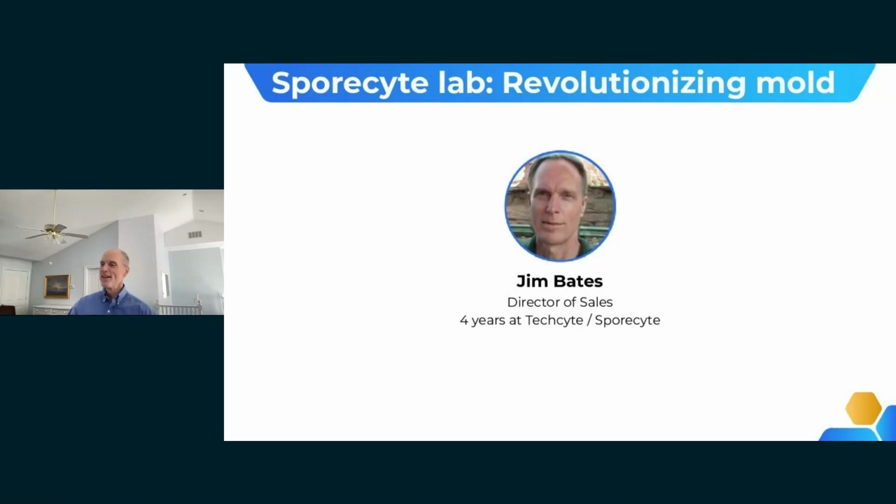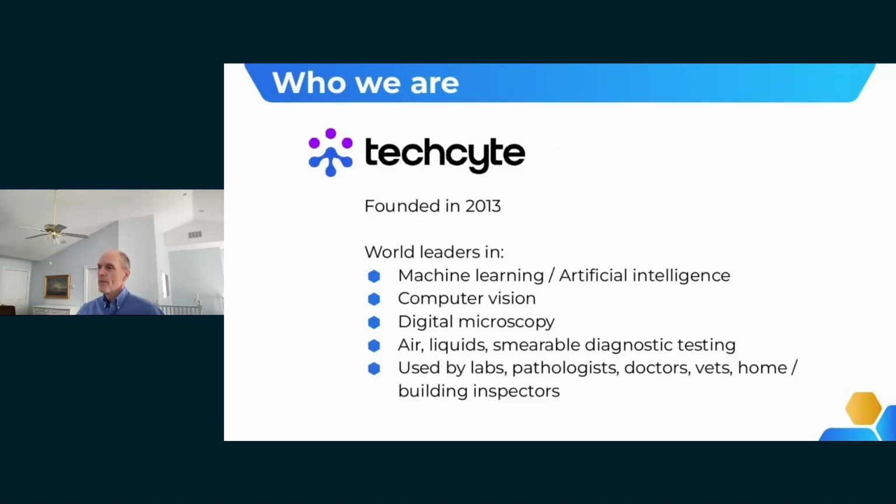Okay, a little bit about me, and thanks for all the questions. If we don't finish the presentation, I know what we can do the month after John does his presentation. Again, my name is Jim Bates. I'm the director of sales for Sporecyte. I've been at TechSite for 4 years, and I've worked on Sporecyte the entire time. It's really been fun developing this product within TechSite and with our other team members. It's been a great project and ride, and a great company to work for.